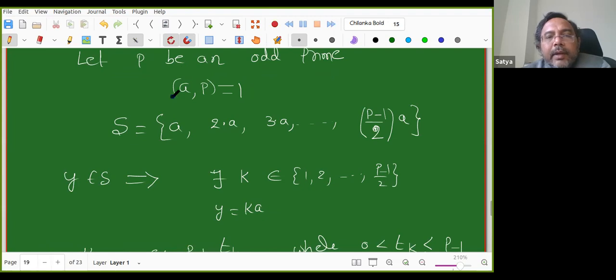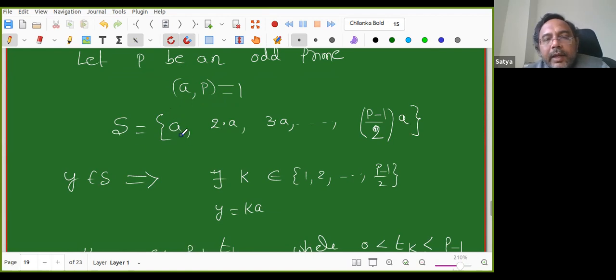So this is the starting point. Let p be an odd prime and gcd(a,p) = 1. In the Gauss lemma, a can be any integer, even it can be even also. But in Eisenstein's lemma, a should be odd. That is the only difference. But most of the proof is common, at least half of the part in both the statements is the same.